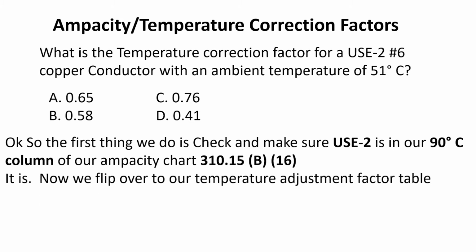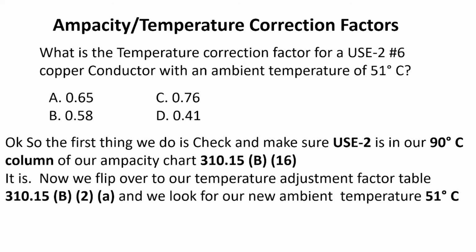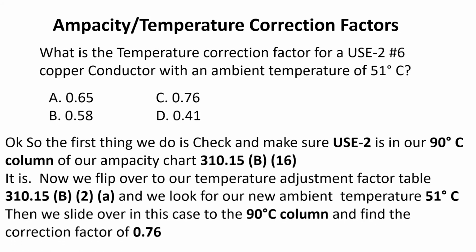Now let's flip over to our temperature adjustment factor table. We go to 310.15(B)(2)(a) and we look for our new ambient temperature. This time we're going to be on the left side of the table because we're dealing with Celsius. So we look for where 51 degrees falls. We find that between 51 and 55, and then we slide over to the 90 degree C column, and we're going to find that the correction factor is 0.76. So we select C.